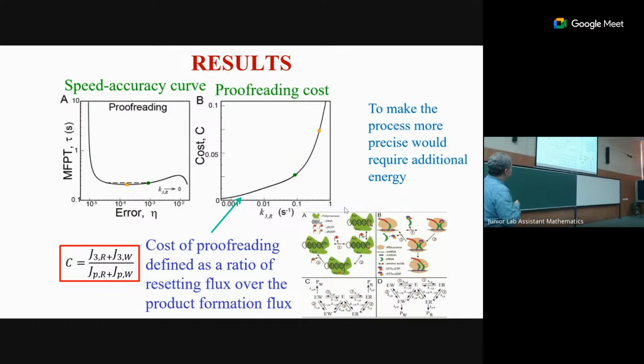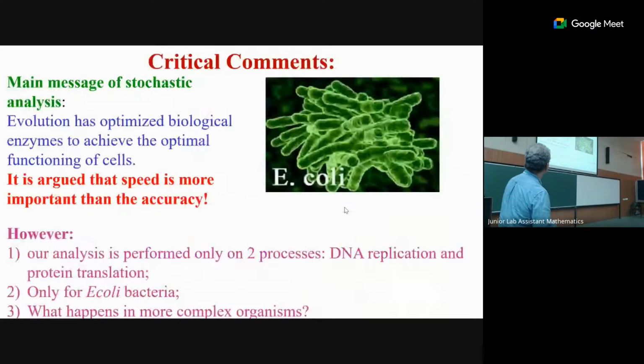There is a cost. So to go from this point to this point in this unit of cost, you really need to increase the cost significantly. So maybe nature doesn't want to spend this energy for doing this. It's enough to have a tolerable error as long as the system is fast. That's the result of this argument.